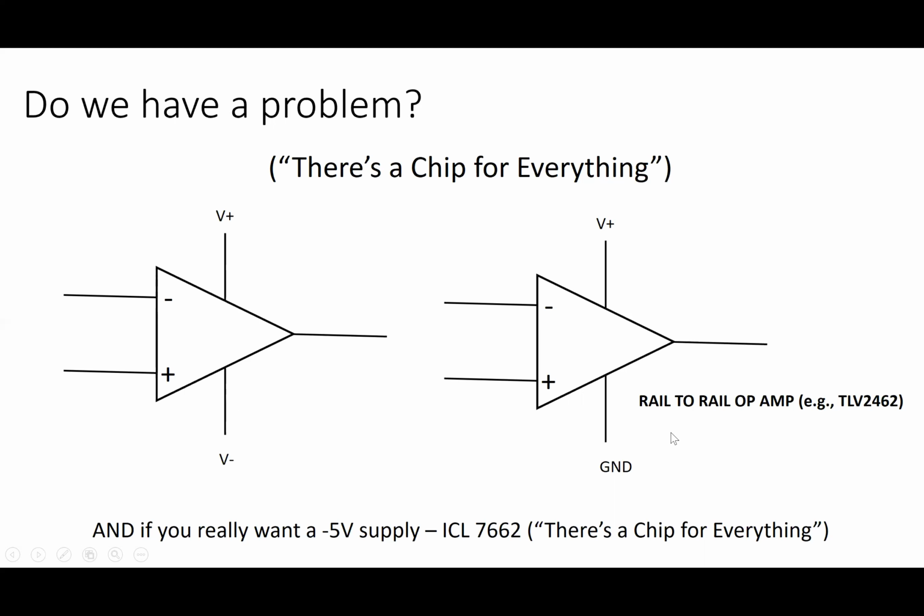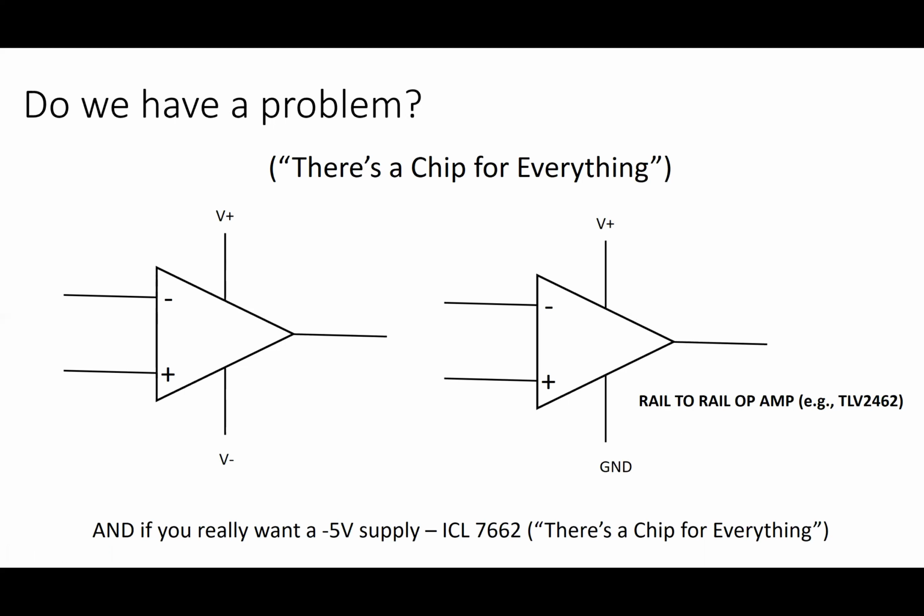We want to use our Arduino as our power supply, and guess what? There's a chip for everything. So if you go searching for a single supply op-amp, you'll find amongst others this, the TLV2462, and it's called a rail-to-rail op-amp. What that means is not only will it work from a single supply, so this is now grounded and this is up to V+, but by a miracle of electronic design, this point can swing from ground all the way up to 5 volts. And when we learn about transistors, you'll see that the engineers who designed this have done something quite miraculous.